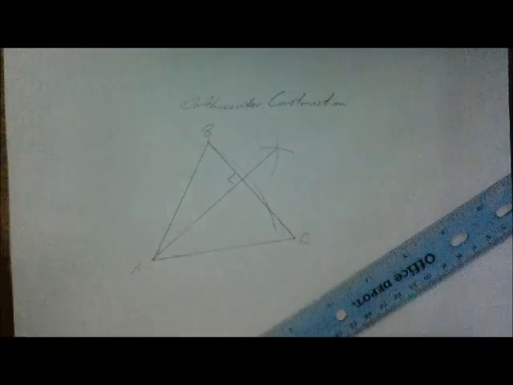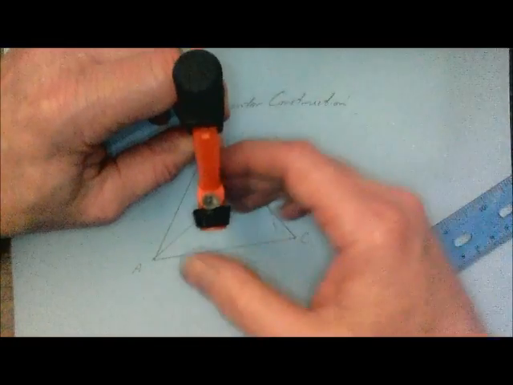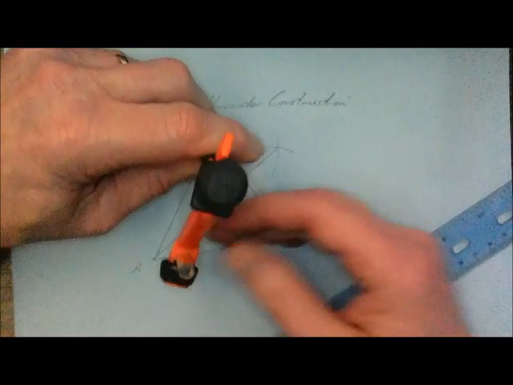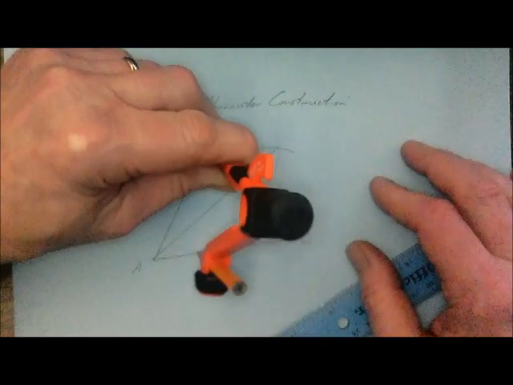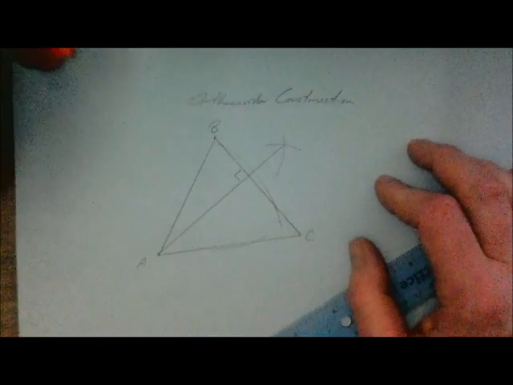So there's one altitude, and when I create the next altitude, what I'm going to be able to see is that they're going to intersect. And the intersection of all the altitudes of a triangle is known as the orthocenter.